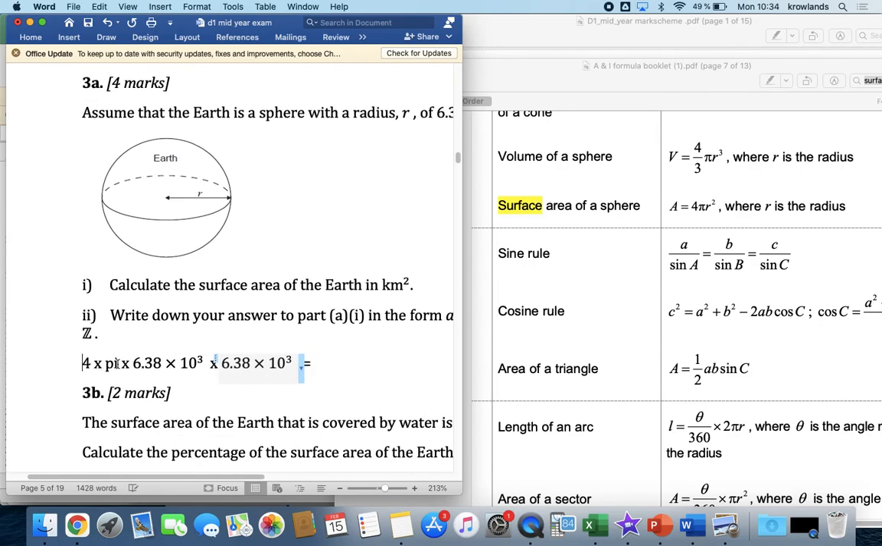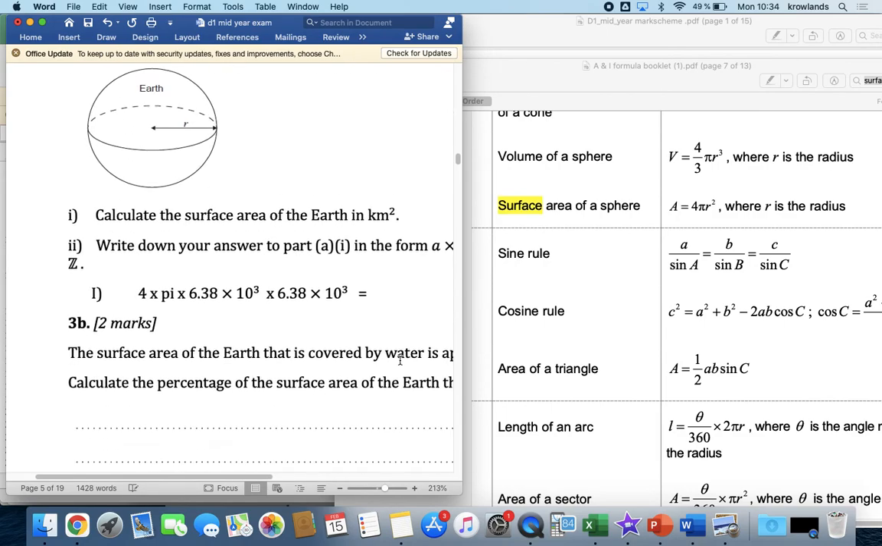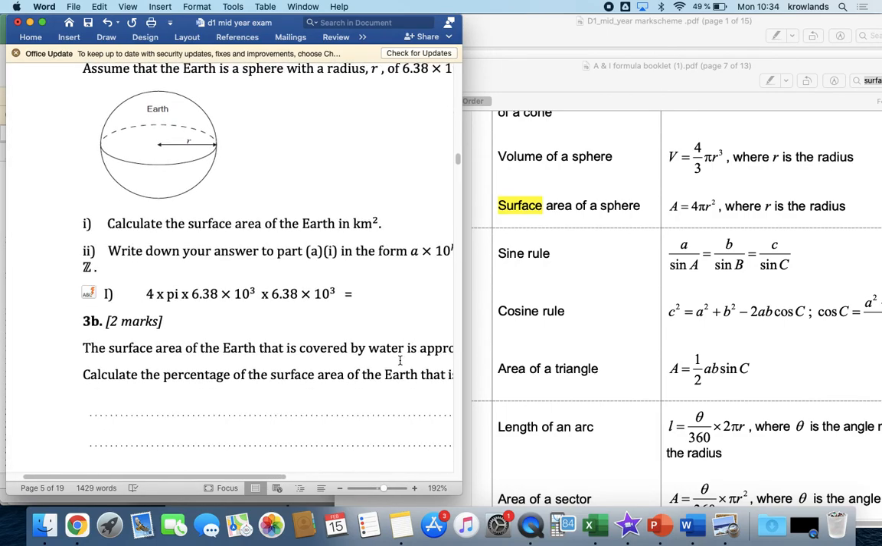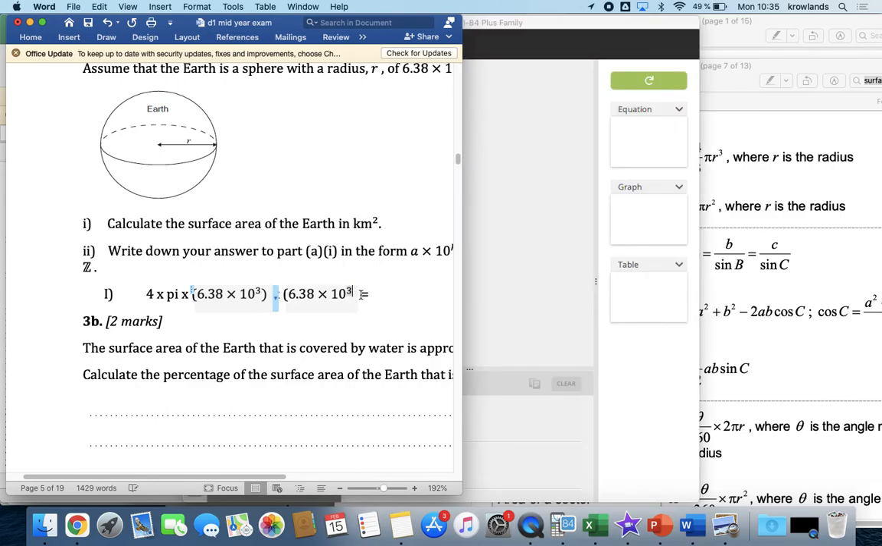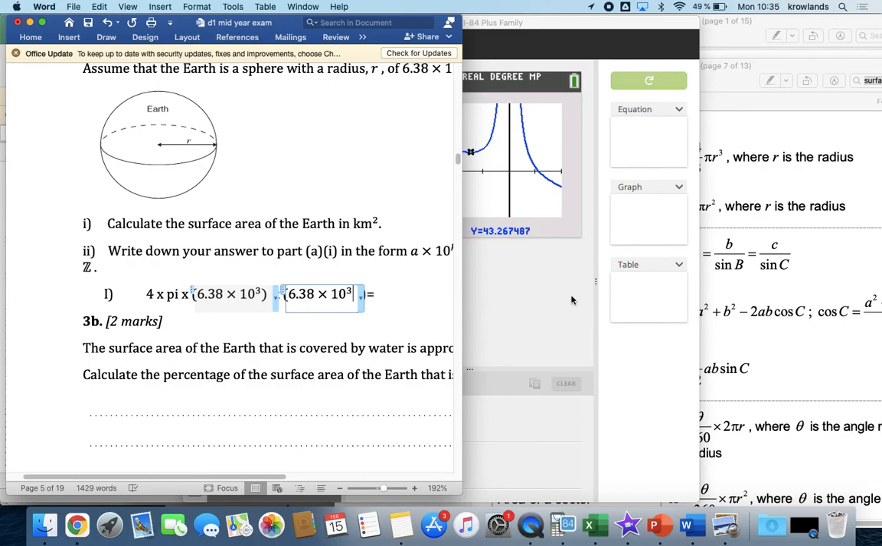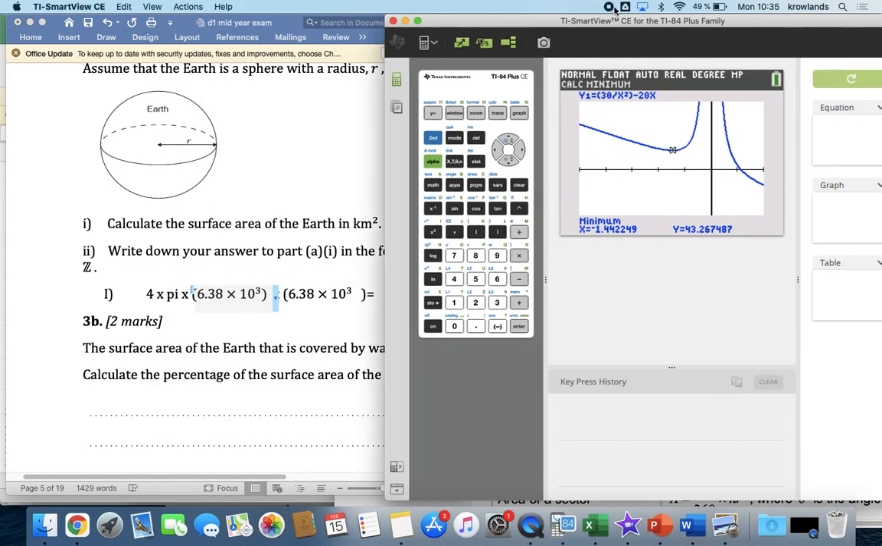Now that's quite straightforward. Let me show you how I'd type this on the calculator. There's several ways of typing this in the calculator. If you're going to do it all in one step, what you need to do is to put the standard form in brackets as following. However, I would perhaps work these out as normal numbers first.